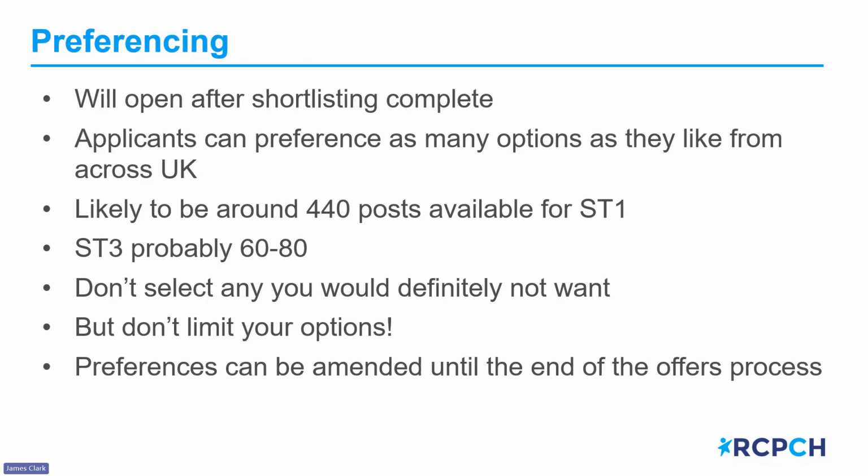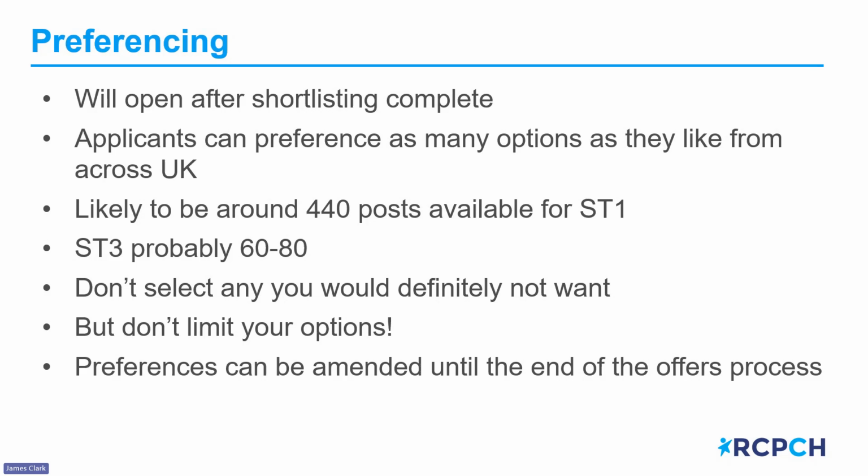The interview and program information will all be available from the start of the application process, so you'll be able to see the regions that are recruiting on the website. But the actual ability to go in and select the preferences that you'd like takes place after shortlisting. You can select as many as you like, up to 100, whatever it may be, if you really don't mind where you work and you just want to work in paediatrics.